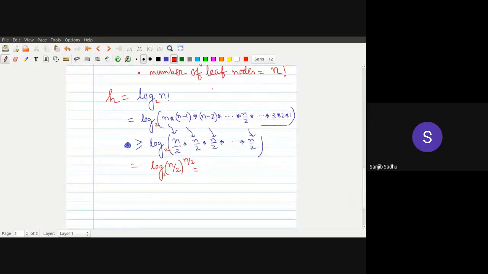Two branches, fine. You can write here that this is a binary tree, in which each internal node has two branches. So now come to here. n by 2 comes here, log. Clear? So log A by B is log A minus log B.